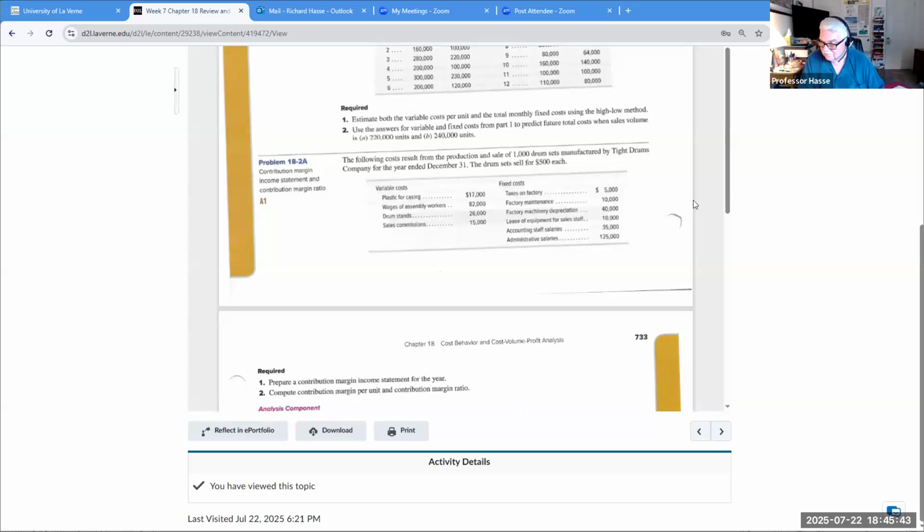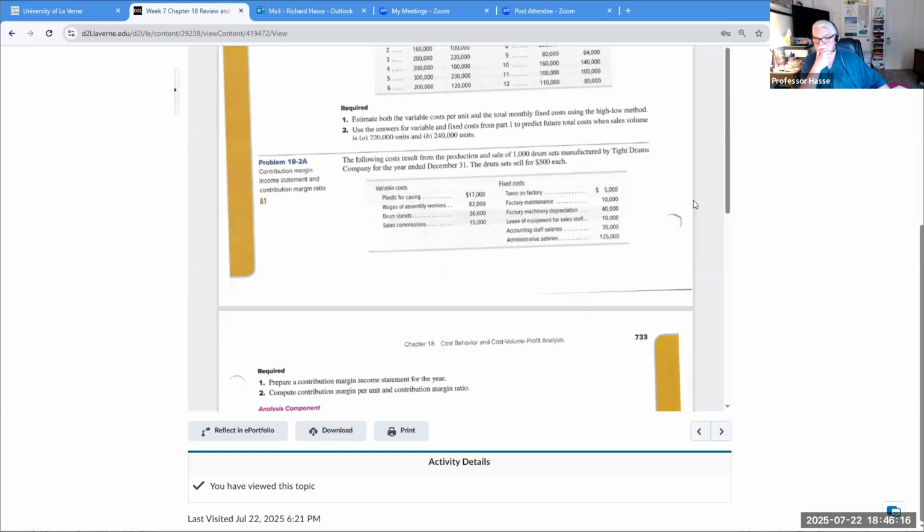Plastic for the casing, a variable cost. Wages for the assembly workers, a variable cost. Drum stands, a variable cost. Sales commissions, that's a period cost, but it's a variable cost as well. All those four costs, if we produce more drum sets, those total dollars will go up. If we produce and sell fewer drum sets, those costs will go down on a total dollar basis.